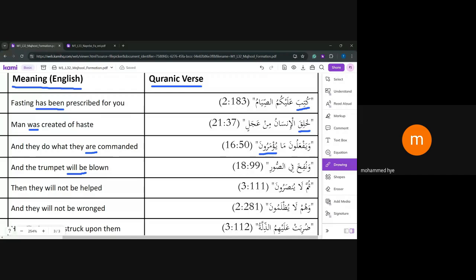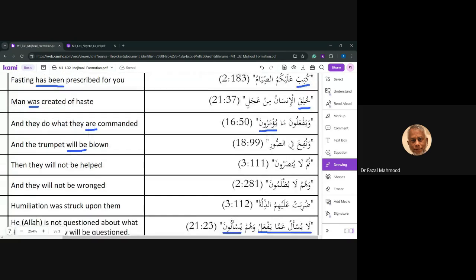Wanufiqa fi suri. Sister Maria. وَنُفِخَ فِي الصُّورِ, and the trumpet will be blown. Not that he will blow the trumpet. It's a trumpet will be blown. Passive meaning. You understand? In the English meaning, yeah, understand, right? Sister Mashallah. Habiba. Good. Next.